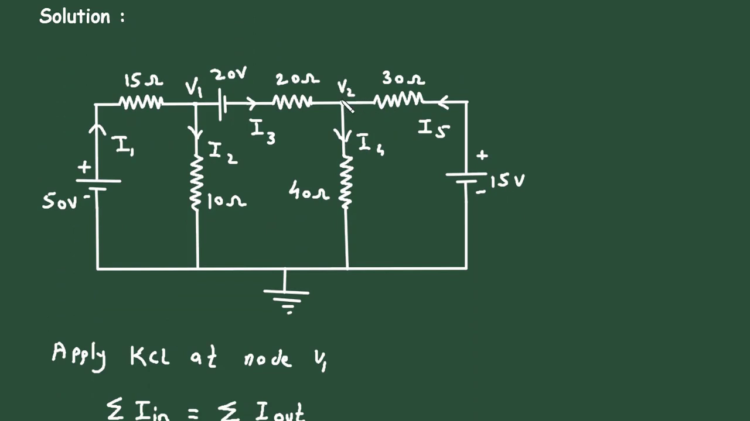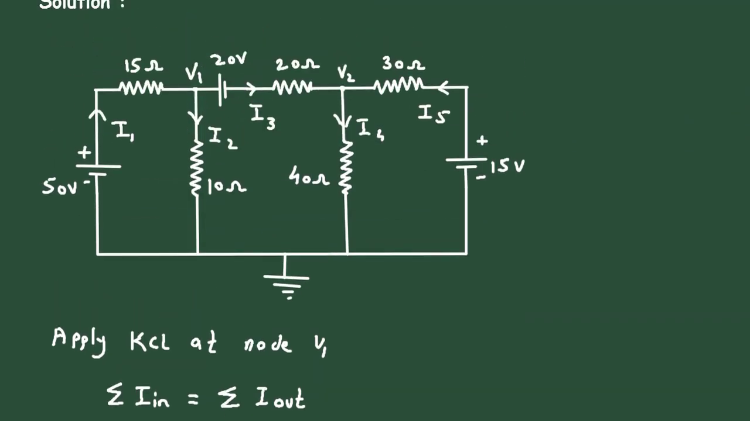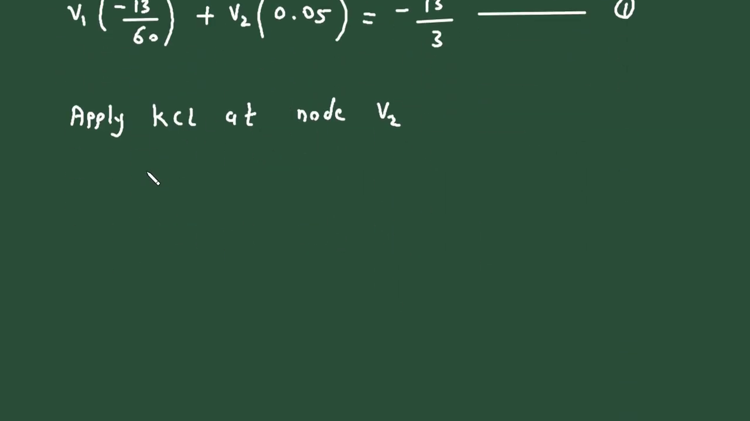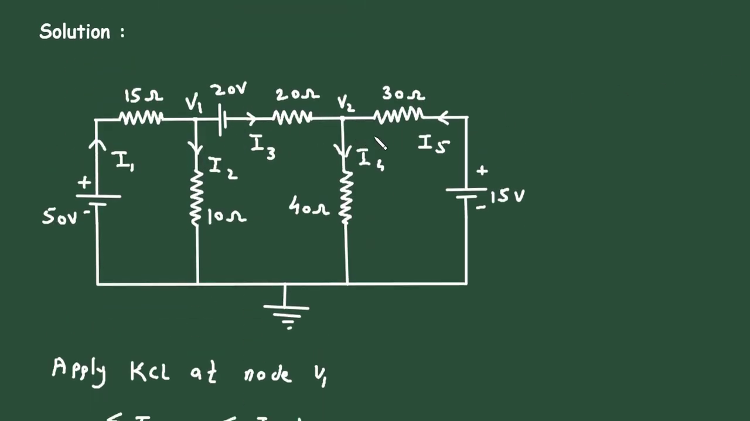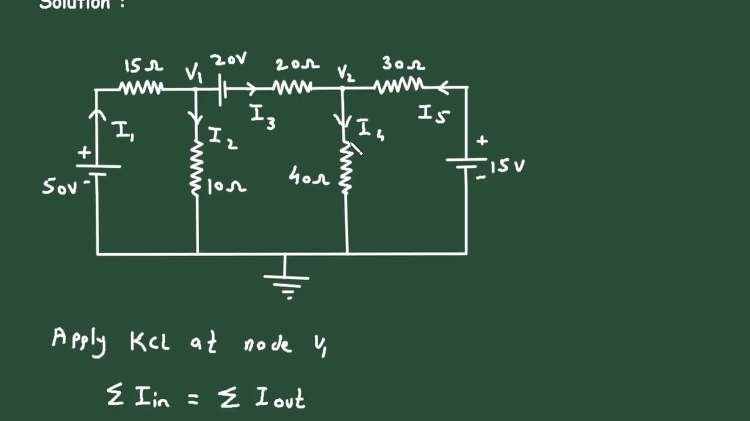Now we will apply KCL at node V2. Here again the entering currents are I3 and I5. These are the entering currents. So I3 plus I5 is equal to I4.